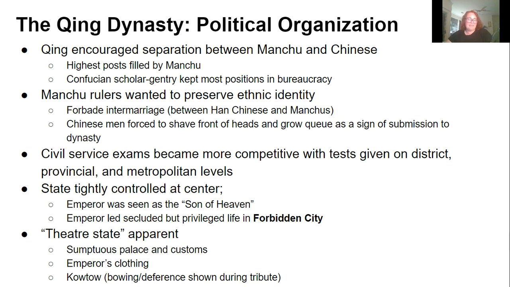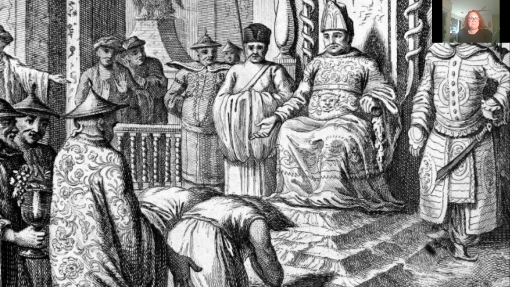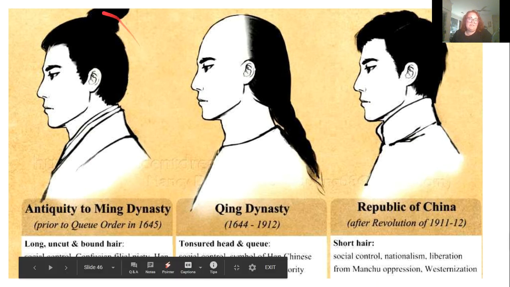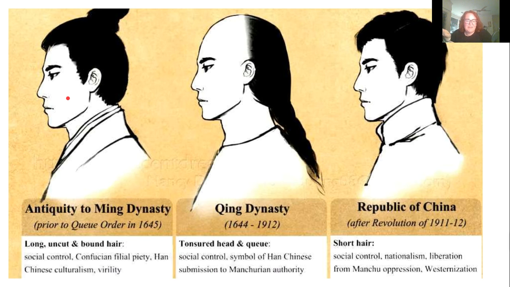The state was tightly controlled at its center. The emperor was seen as son of heaven. The emperor led a secluded but very privileged life at the Forbidden City, where he was kept away from everything. And it became more apparent that they were becoming a theater state, that they had these huge palaces and grand customs. They had expensive emperor's clothing, and they very much continued the practice of the Kowtow to show a sign of respect. So again, Forbidden City, Kowtow that we know, and then here are the lovely hairstyles.